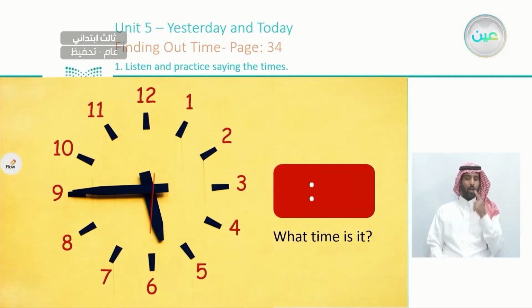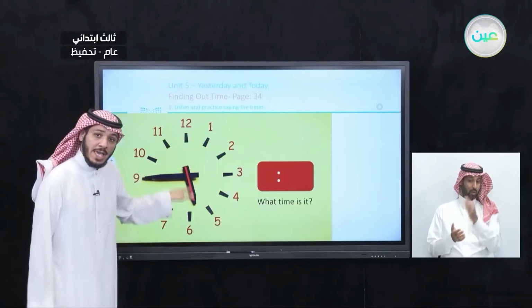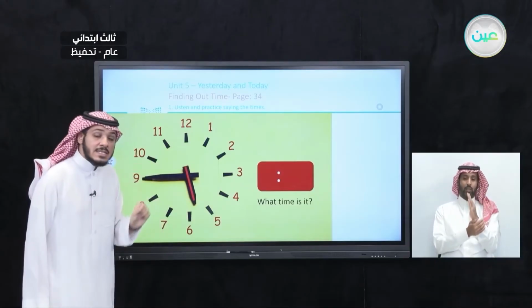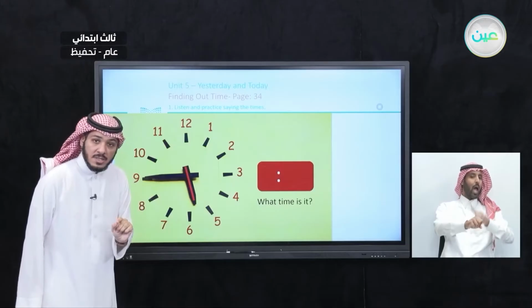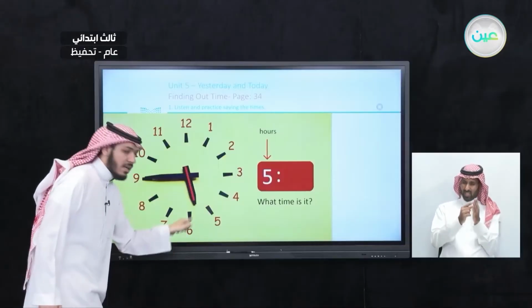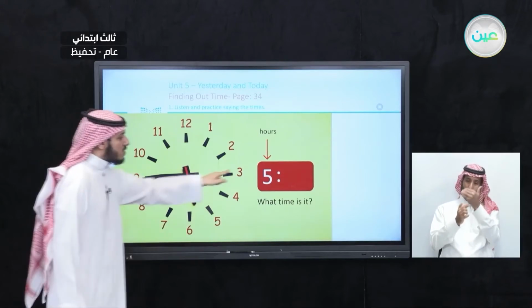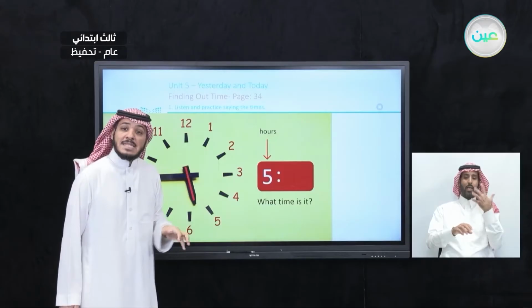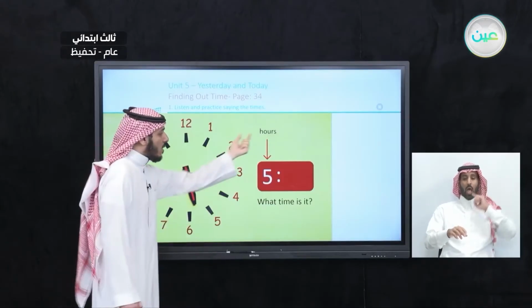So now here we have this short hand. The short hand is telling us the hours. Here it is number 5. It doesn't reach number 6, before number 6, it's still on number 5. So this is 5, for hours. What does hours mean? ساعات. Excellent.